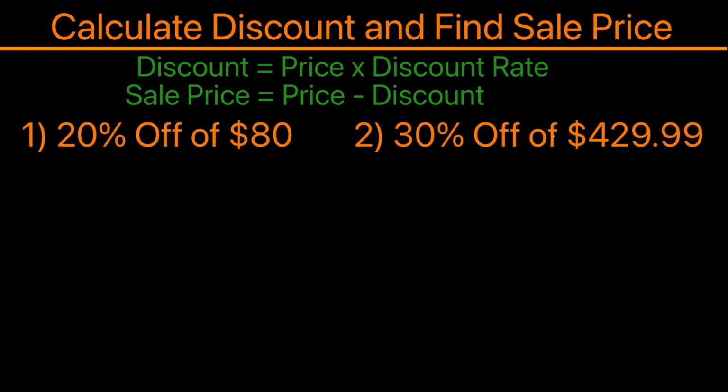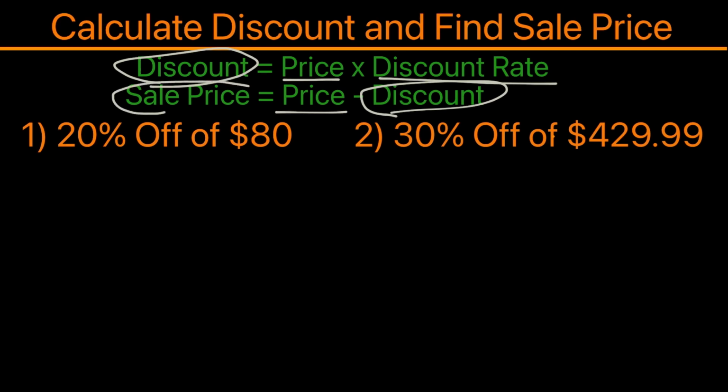And the formula that we have for discount is the original price times the discount rate. And then once we have that discount, we will take the discount and minus it from the price. So price minus discount will give us the sale price. And below are two examples, and we'll be going over each one of them.